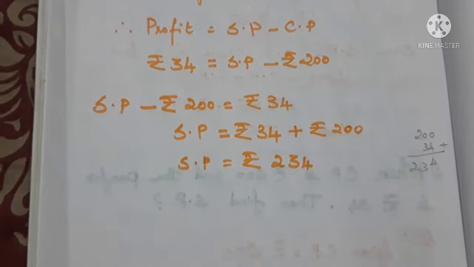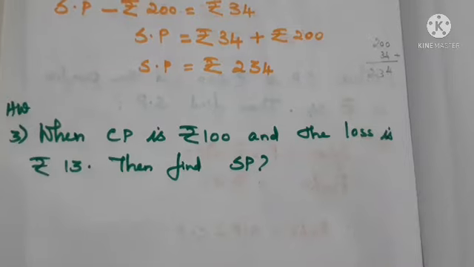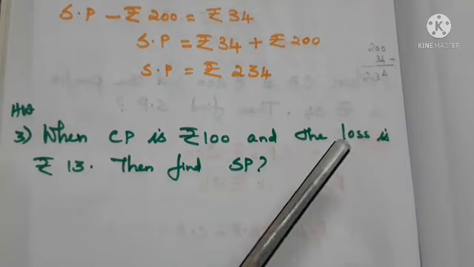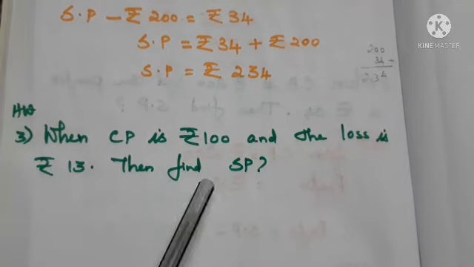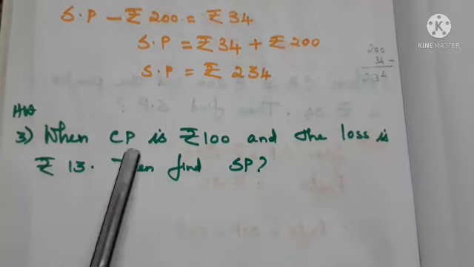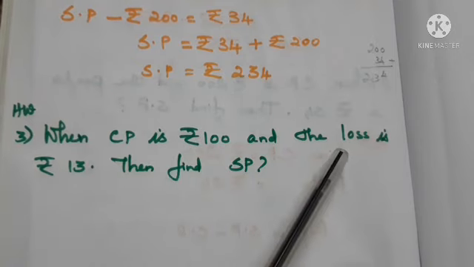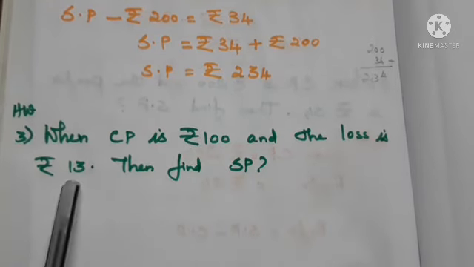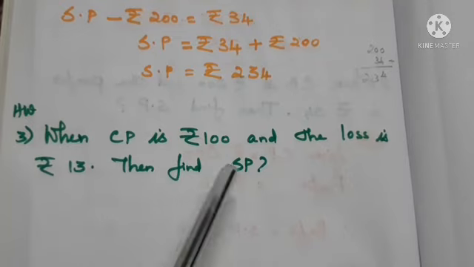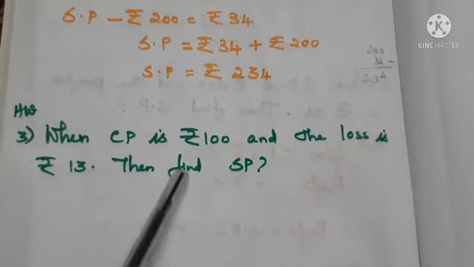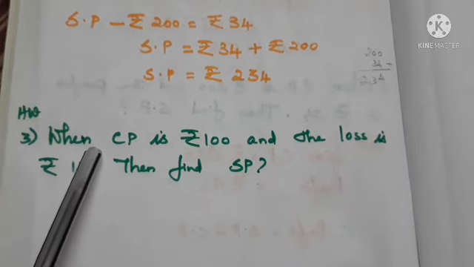So next we can see the homework problem. Children, look at the homework. When CP is rupees 100 and the loss is rupees 13, then find SP. They have given the cost price is rupees 100 and they have given it is a loss. The shopkeeper got a loss of rupees 13 and we have to find out the selling price. So do this problem, it is very easy.